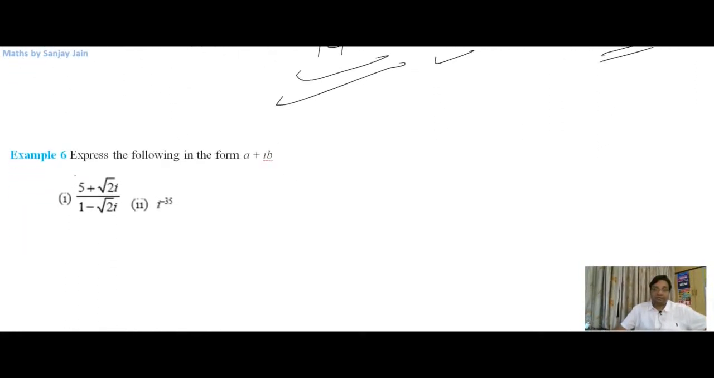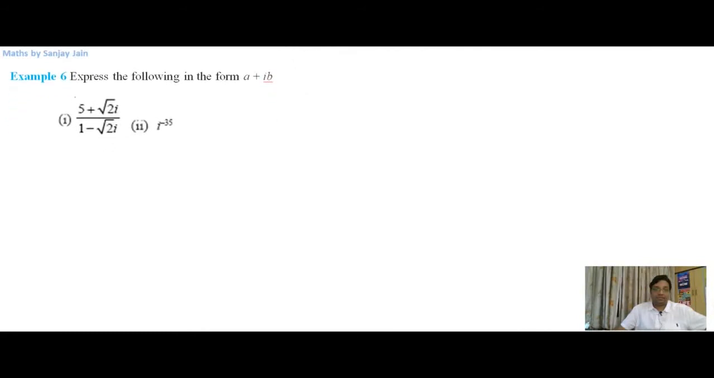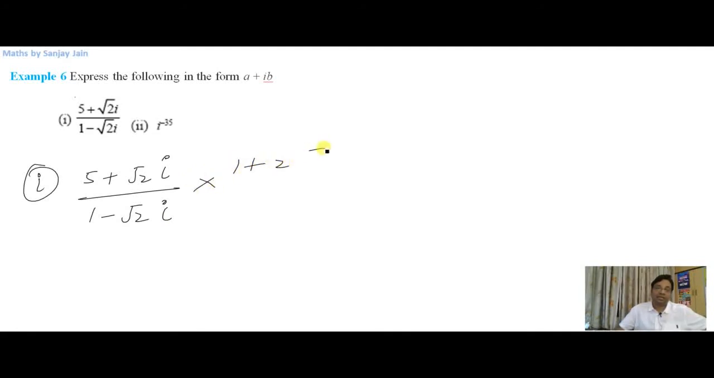So express the following in this form, a plus iota b. First part is 5 plus root 2 iota divided by 1 minus root 2 iota. So the first thing that I am going to do is I will multiply and divide it with 1 plus root 2 iota, right?